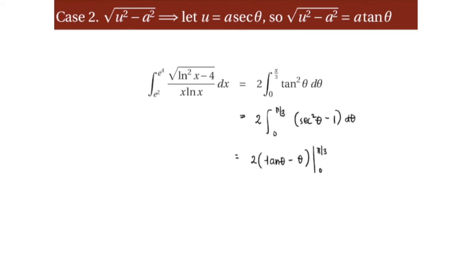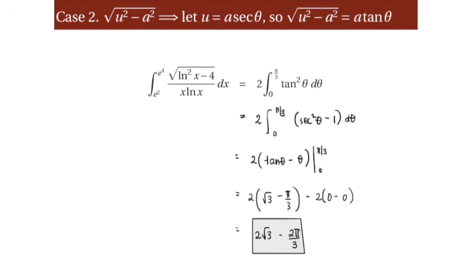Or that is, this is equal now to, kapag yung theta mo ay pi over 3, meron kang 2 times the quantity. Tangent pi over 3 is square root of 3 minus theta is pi over 3. While when you have here a theta of 0, tangent theta is 0 and theta is 0. Or that is, this is our final answer. We have here 2 square root of 3 minus 2 pi over 3. And this ends part number 2 of this lecture. Please proceed to the next clip for part number 3.